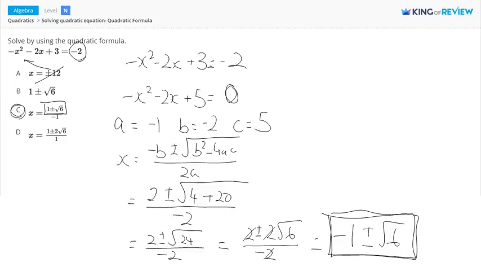Option B says 1 plus or minus square root 6. Now this was a good guess, but it forgot about the negative, and that's why this is wrong.